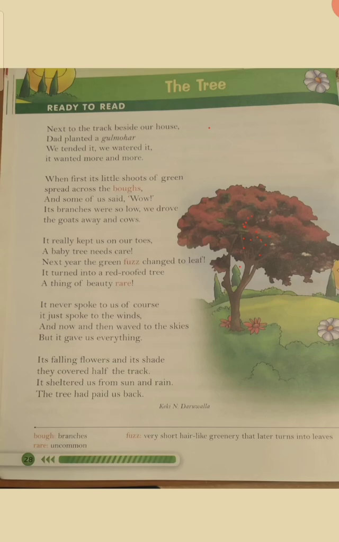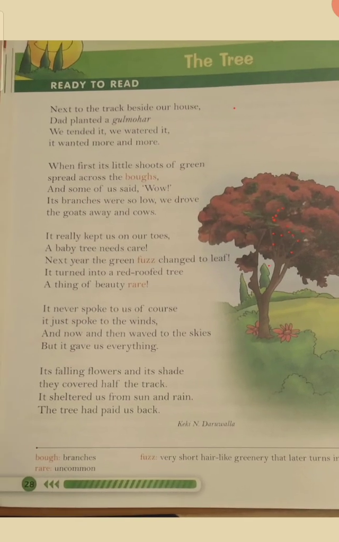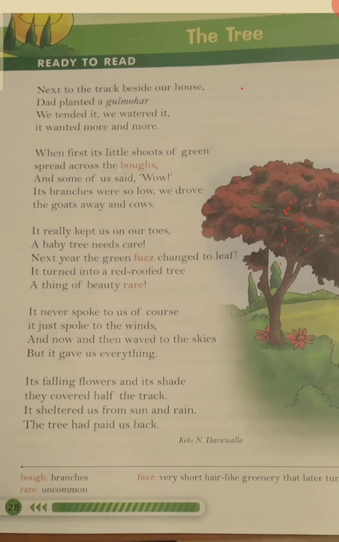So now let's start the text. First, I'll discuss the first stanza. So this is the first stanza. Next to the track beside our house, father planted a gulmohar. We tended it, we watered it. It wanted more and more.